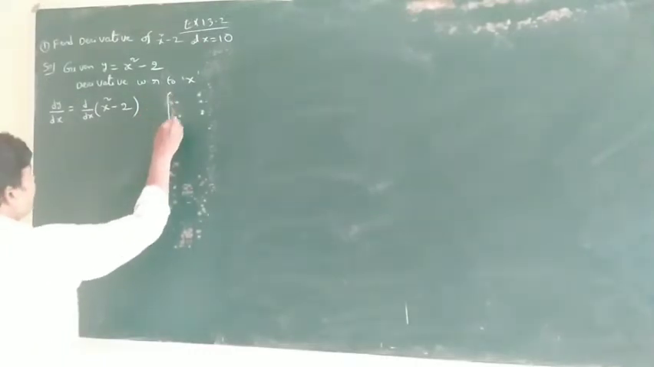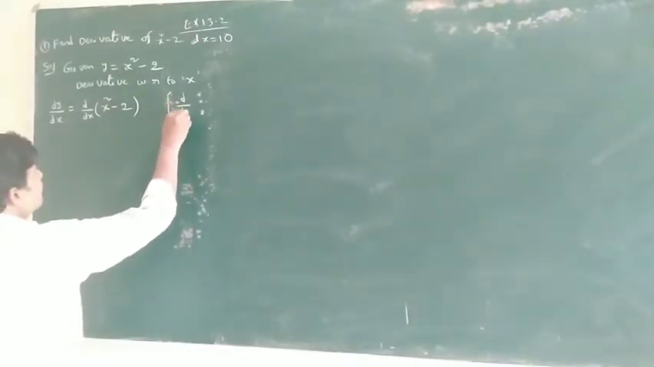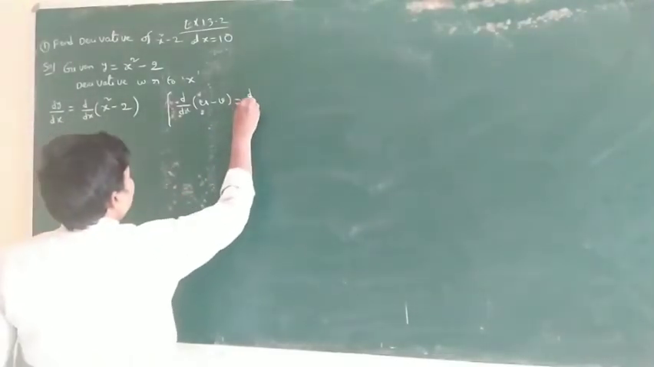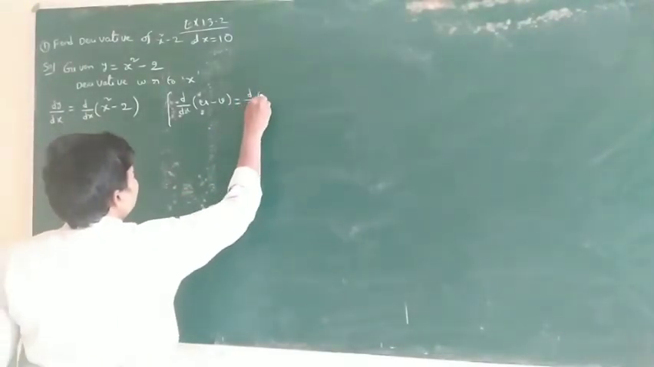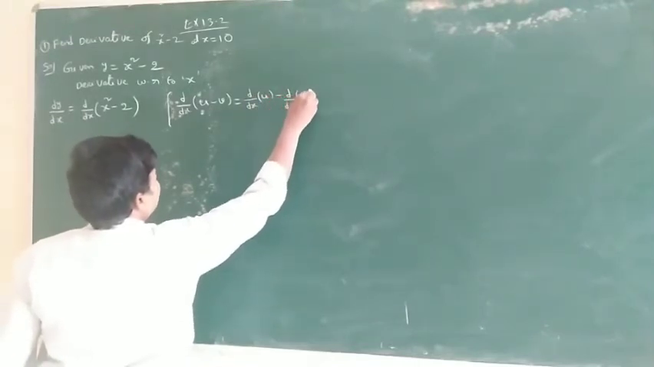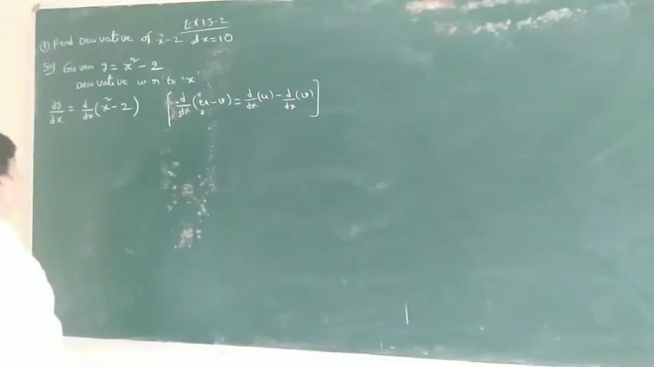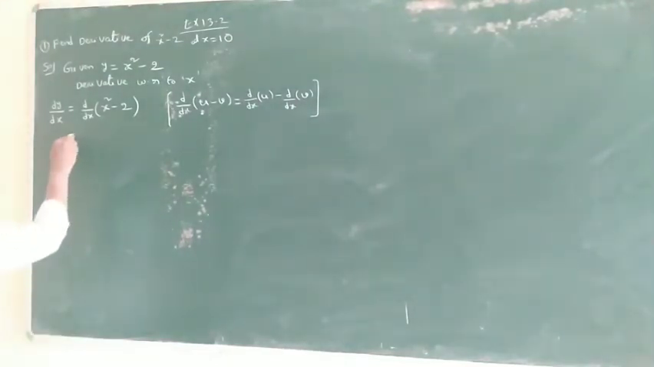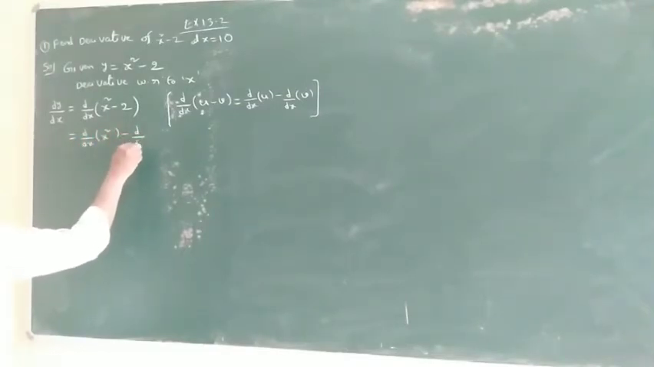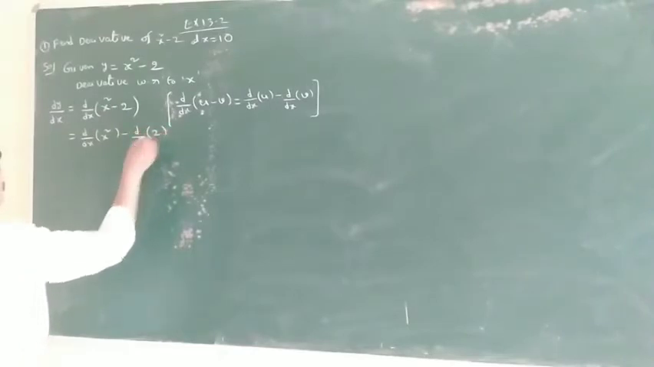This is the formula of d by dx of u minus v is equal to, what is the formula? d by dx of u minus d by dx of v. This is the formula. So that is equal to d by dx of x square minus d by dx of 2.